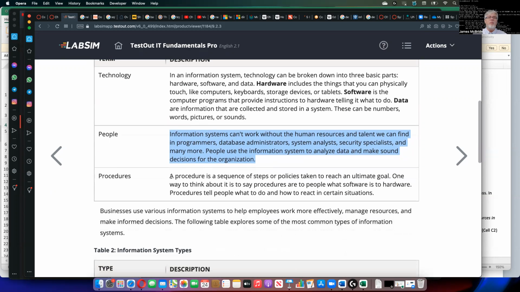And then you've got to deal with procedures, the sequence of steps that's taken to reach the ultimate goal. So what are our procedures for getting there? We have the technology, we have the people, and we have the procedures. And any one of those things can be a weakness or a strength.